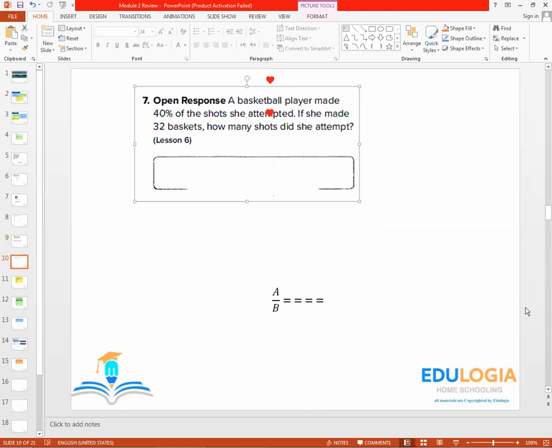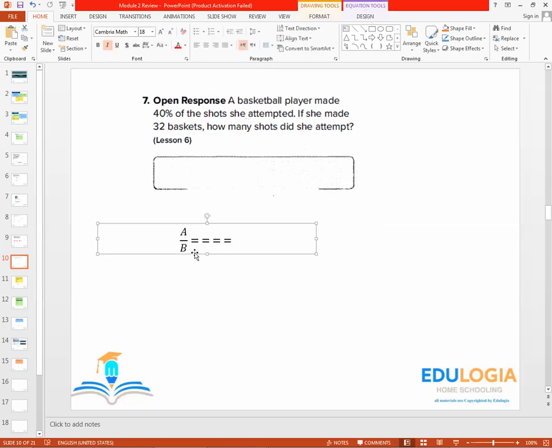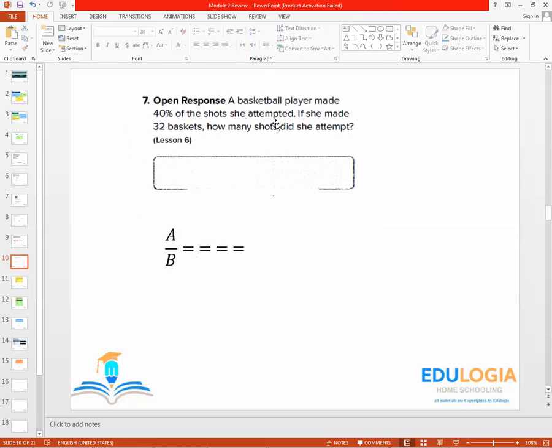Okay, basketball. Open response. A basketball player made 40% of the shots she attempted. If she made 32 baskets, how many shots did she attempt? Once again, a basketball player made 40% of the shots she attempted. If she made 32 baskets, how many shots did she attempt?